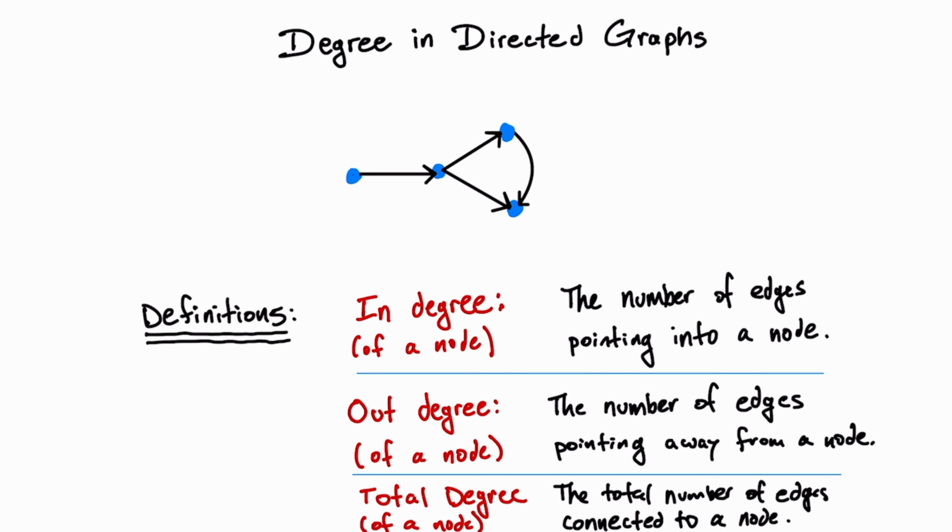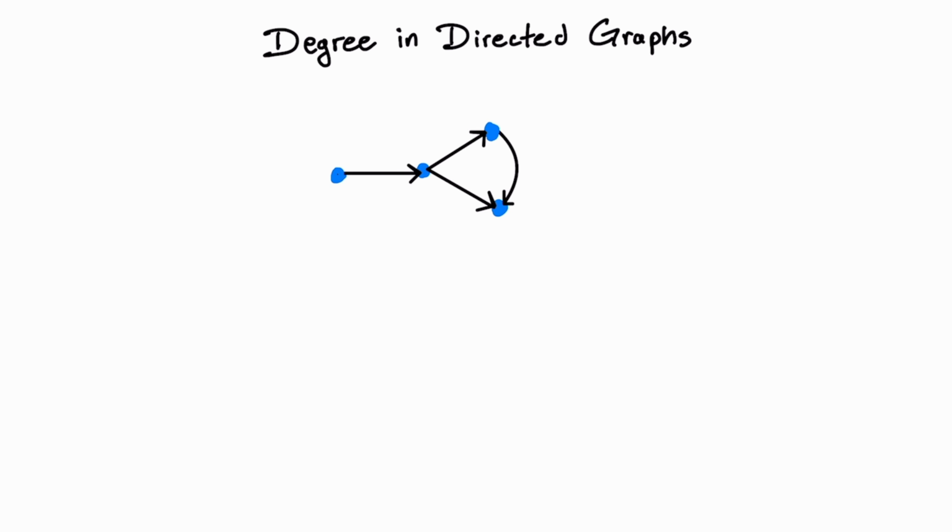So there are 3 ways to think about degree in a directed graph. If you take the direction of the edges into account, you can talk about in degree and out degree. If you ignore the direction of the edges, you can talk about the total degree.